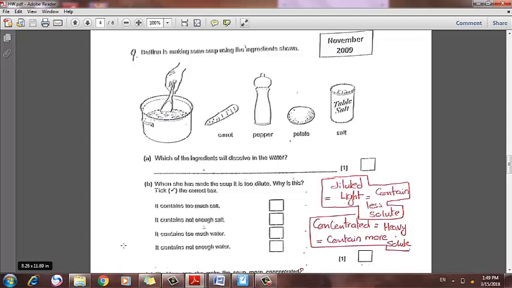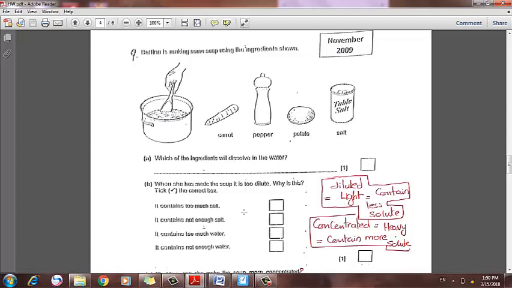Like for example, if I give you 2 cups of lemon juice, one is very sugary and very dense and contains so much lemon, we call this concentrated, while the other one does not contain much lemon and does not contain much sugar, it's just light, we call it dilute. Dilute if it contains less solute, and if it contains more solute or a lot of solute, we call it concentrated. So when she has made the soup, it is too dilute.